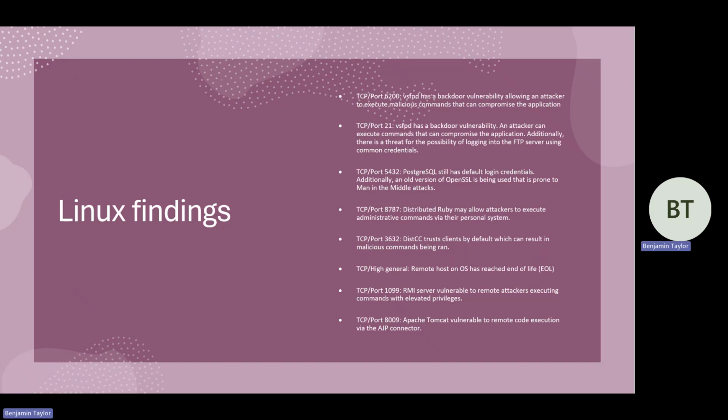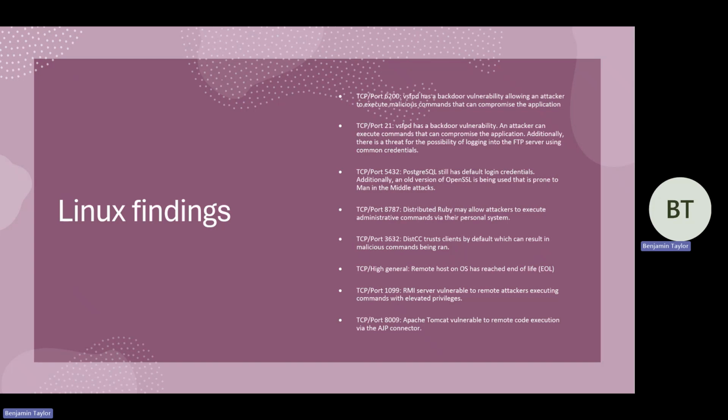And as for port 3632, DistCC is designed for distributing compiling, and trusts network clients by default, but potentially allows malicious commands to be executed without a proper authentication method. And there are a lot of others here.